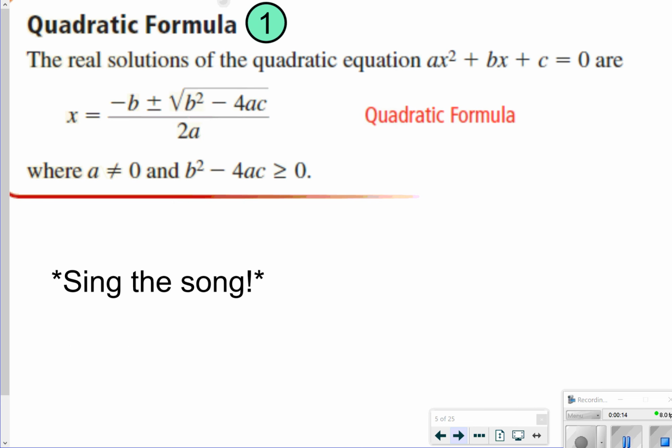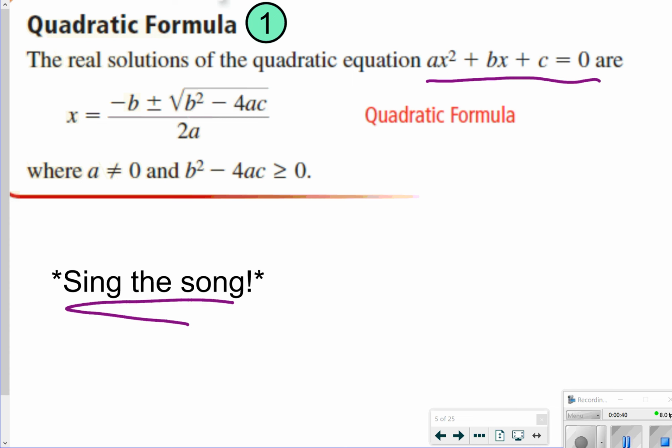The first thing we want to know is what is the quadratic formula, and this is how you can find solutions of standard form or the quadratic equation ax squared plus bx is equal to c. You can plug it into the formula negative b plus or minus the square root of b squared minus 4ac all over 2a. A cannot be equal to 0 and b squared minus 4ac has to be greater than or equal to 0 in order for this to work.